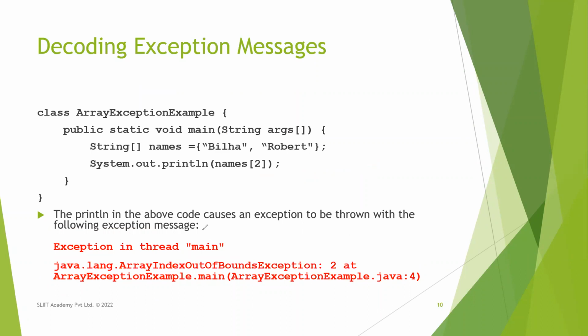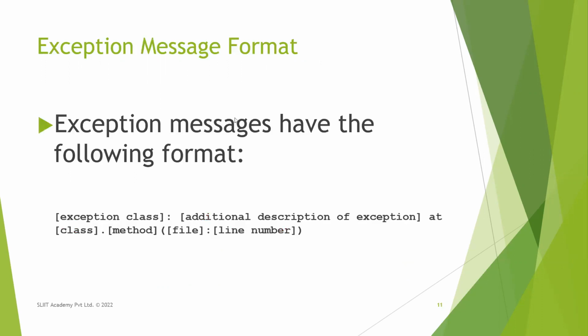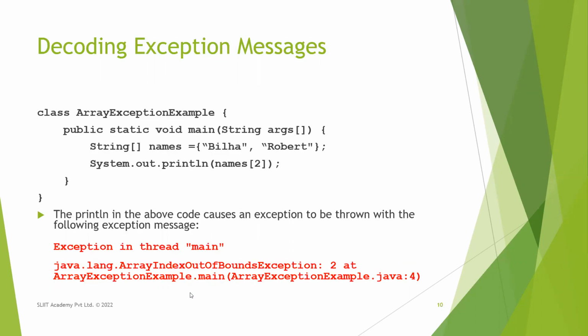The println in the above code causes an exception object to be thrown. So you throw an exception to the system with a message like "Exception in main" and so on, and you can get a line number, a type, and see the program name. Let's try to decode the message and see the meaning of this. I want all of you to understand the meaning of it.